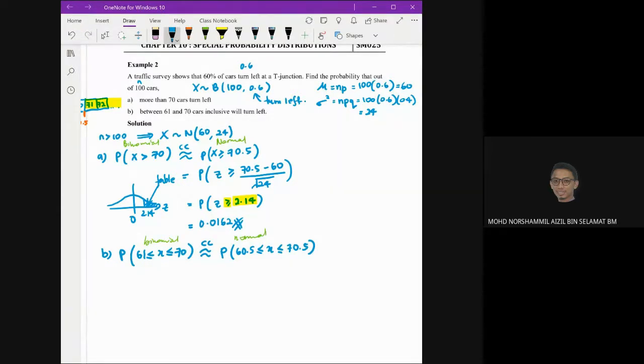Okay. Alright. So we convert already using CC. So let's convert to Z distribution. 60.5 minus, mana kita punya tadi? 60 over root 24. So change to Z already. 70.5 minus 60 over root 24. Please calculate what you get.